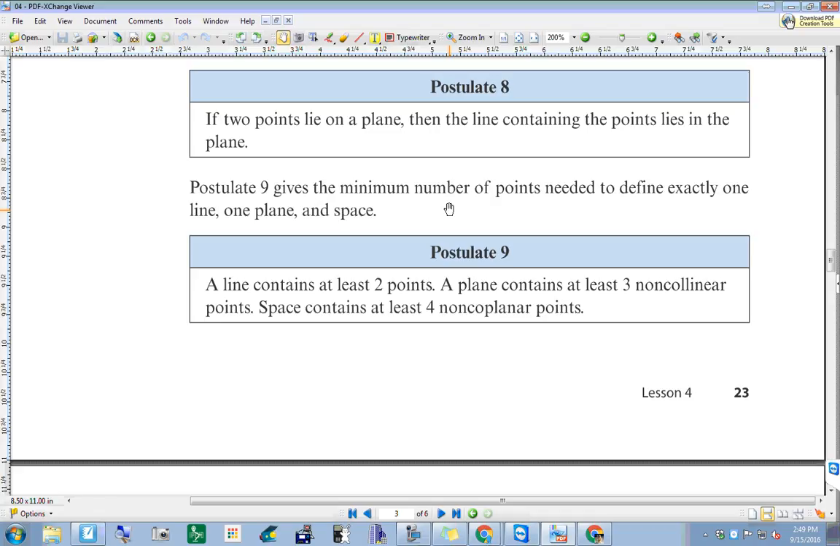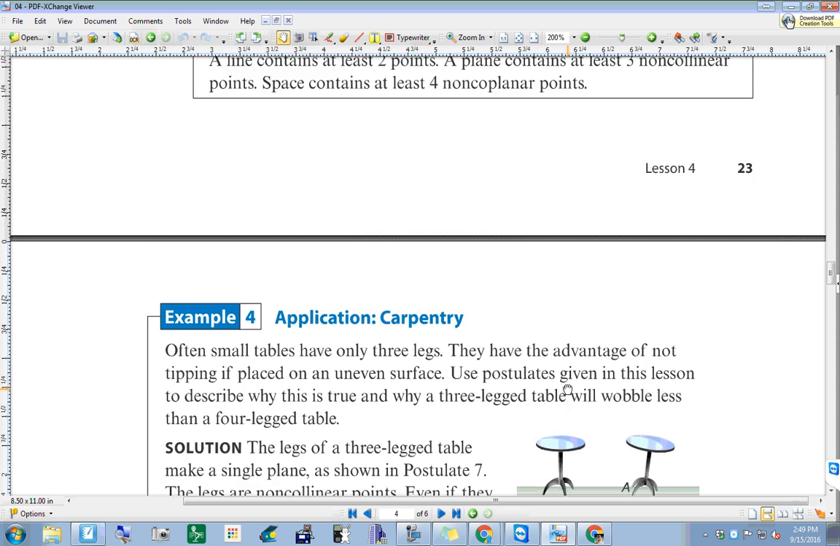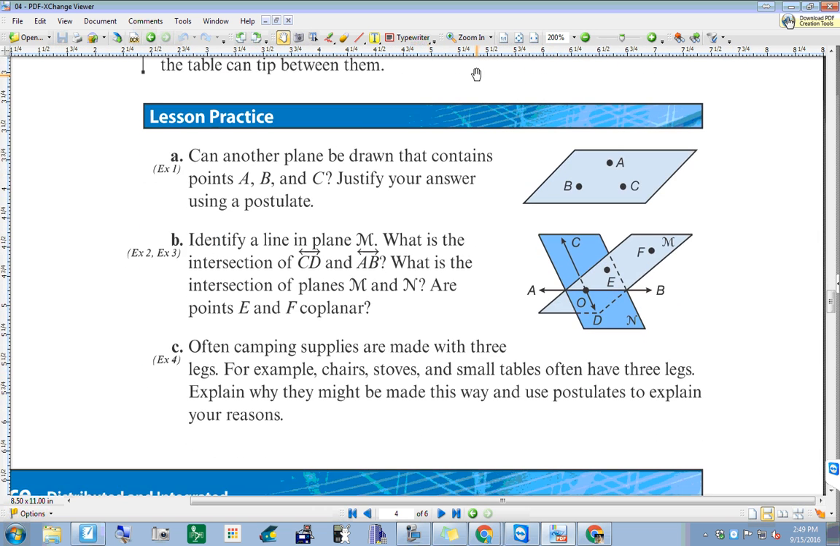So, let's see what else we got here. Let's talk about A, B, and C. So if I look at A, is it possible to draw another plane that has points A, B, and C, those exact same points? Can I draw another plane that would do that? Contain those points. How? No, I'm not finding anything. I want to go and identify a plane like this desk, and this desk.